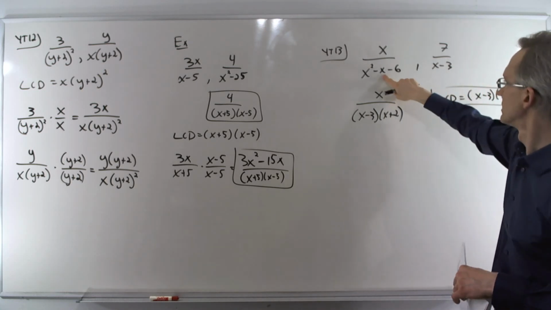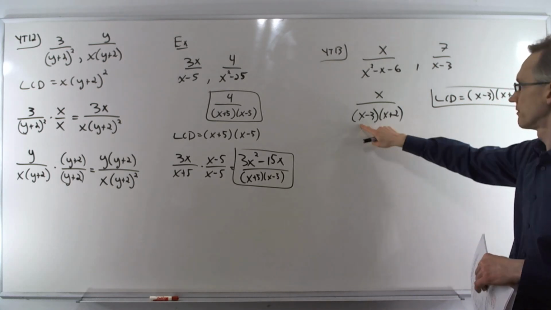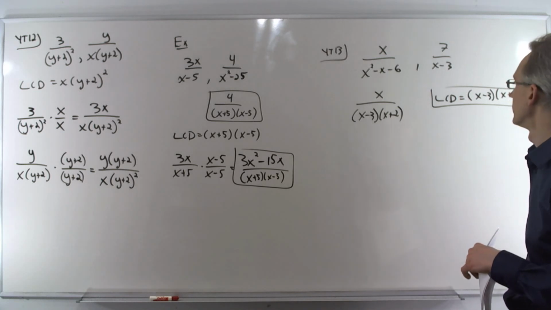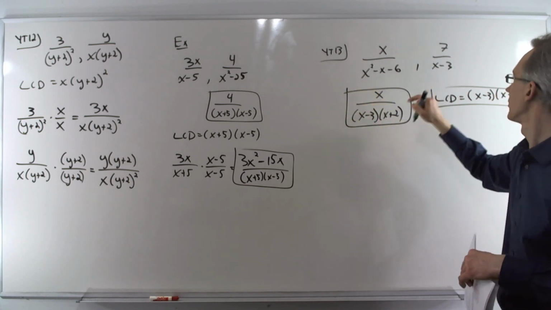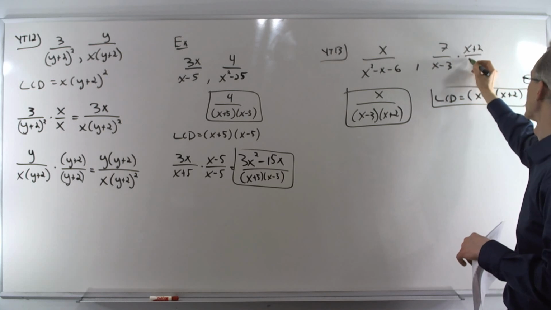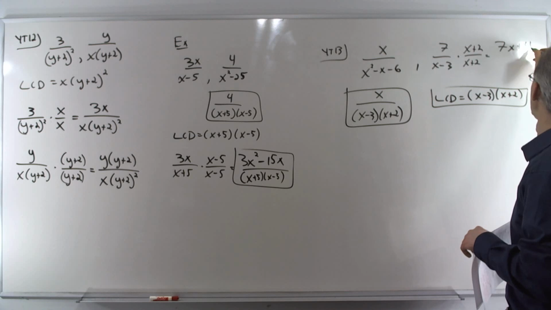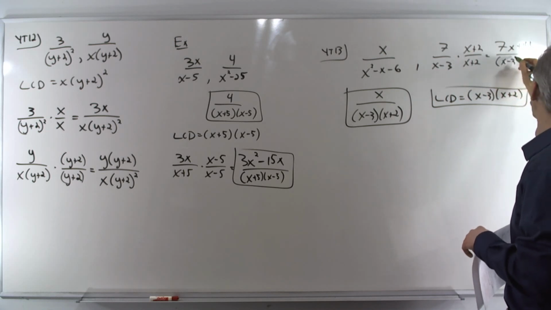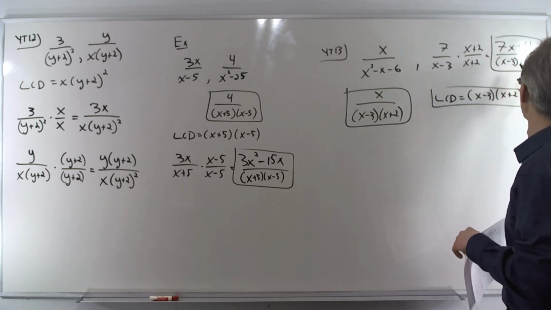So factoring the denominator here, we get x minus 3 times x plus 2. So that means our two unique factors in the LCD are x minus 3 and x plus 2. All right, no higher exponents. This one already has both of them, so we're all set there. We just need to change this one by multiplying by the missing piece, x plus 2 over x plus 2. That gives us 7x plus 14 over x minus 3 times x plus 2.